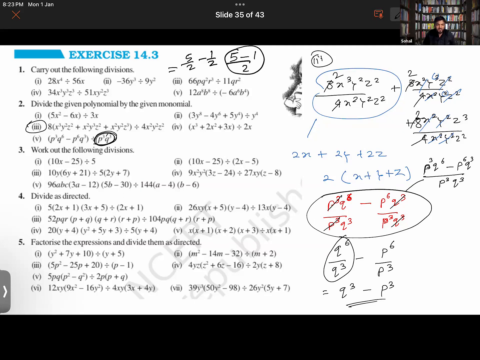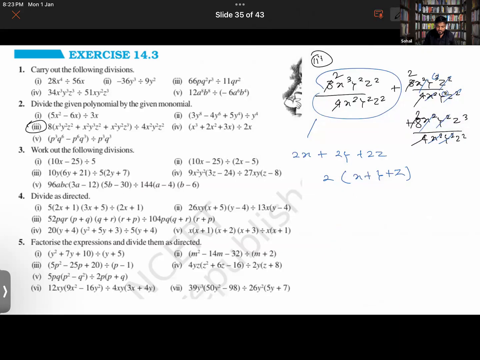Now look at question number 3. Without even lifting your pen, tell me what would be the answer of question number 1 without doing anything on paper. Quickly tell me. Try to process the answer in your mind. What I would do now is divide 10x by 5, and 25 will also be divided by 5. So that should give me what?